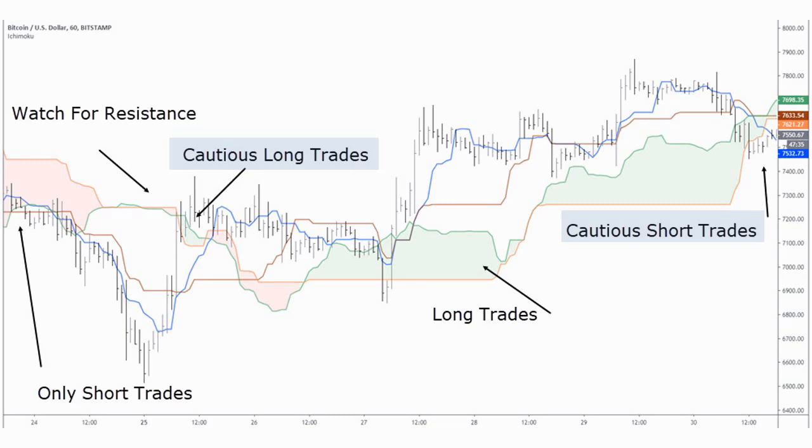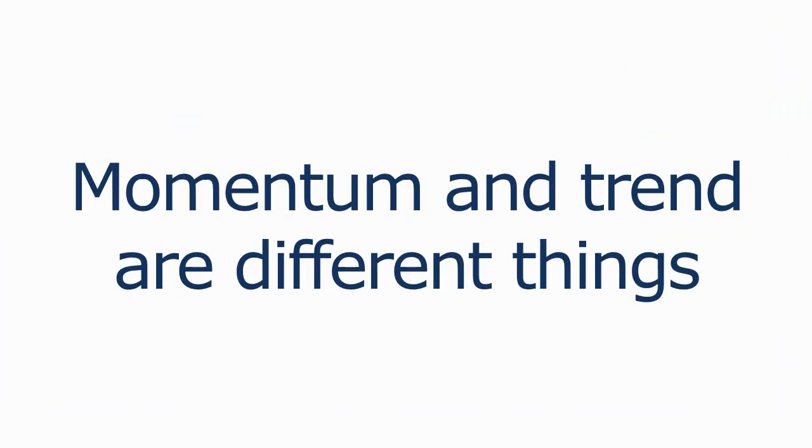For cautious traders, you may want to consider using half of your usual risk percentage until a confirmation of the trend has been shown, and that is the color of the cloud. So now we know bias. Let's use the conversion and the baseline for momentum directions.